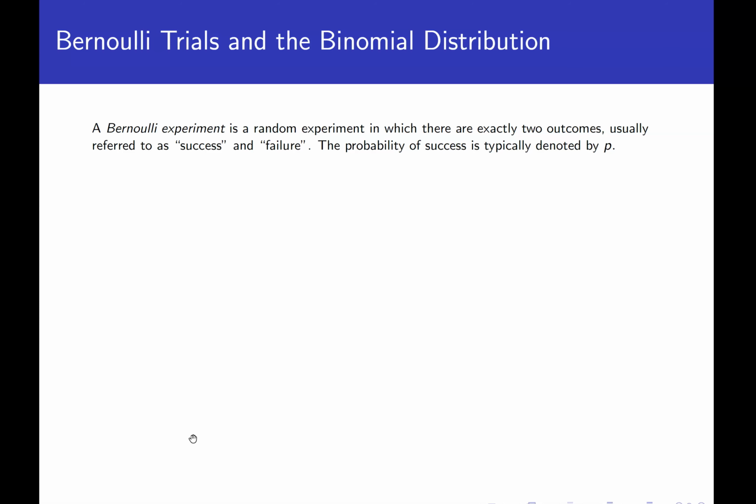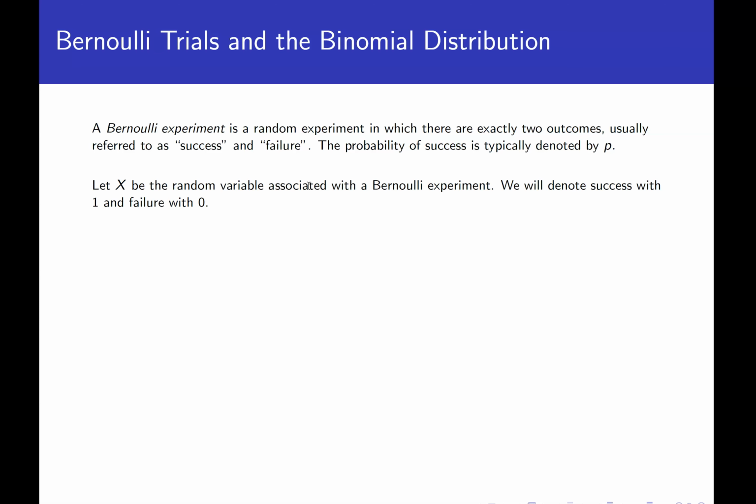So in that case, maybe you call getting a 3 a success, and then the probability of success in that case would be 1/6. And usually, if we're doing this generally, we refer to the probability of success as p, which automatically tells us what the probability of failure would be. It would be 1 minus p, because again, we only have those two possible outcomes that can come out.